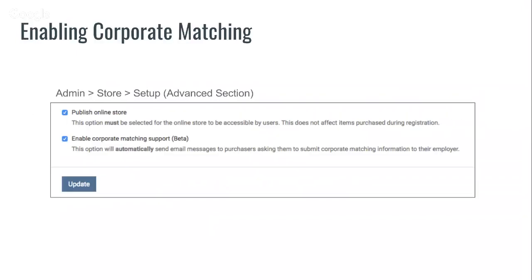So to enable corporate matching, in the admin, you navigate to store and then setup. In the advanced section, we've added a line item that says enable corporate matching support. This is in beta, and towards the end of the presentation, I'll talk a little bit more about that. But the system will not be in use at all unless this option is enabled. We will still collect the information from the parent, so you can always turn this on later.